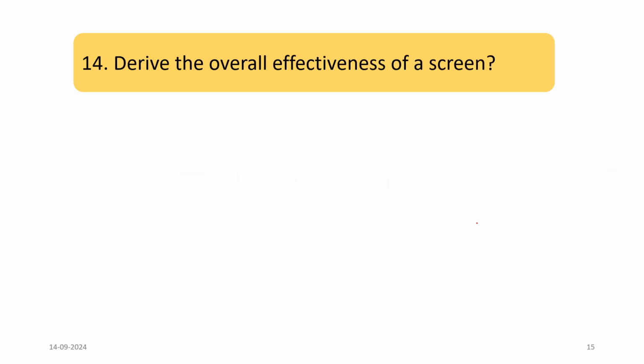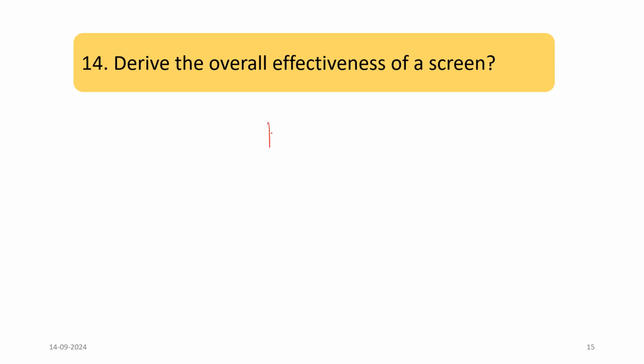Next, derive the overall effectiveness of a screen. This is given in the lecture note, but still I am doing it for practice because you have to remember the formula for solving the problem.